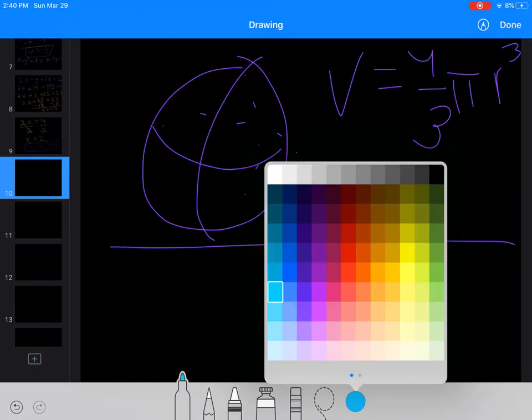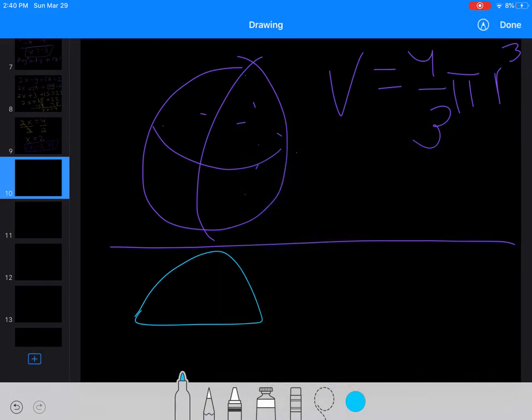Now, a half sphere, and some people also may refer to it as a dome, is just half the volume of the sphere. So it's going to divide it by 2, and we're going to get 2/3 pi r cubed. That's it. And the surface area of a sphere.